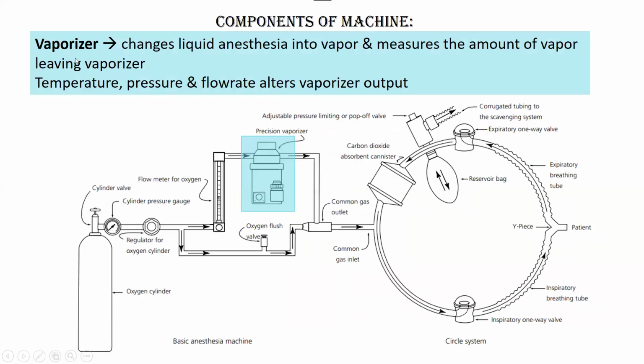Next we have the vaporizer. The vaporizer is very easy. It changes liquid anesthesia into vapor and measures the amount of vapor leaving the vaporizer. So it changes the liquid anesthesia into the gaseous one. Basically, the anesthetic itself comes in the form of liquid, but this vaporizer converts it into gas form. Temperature, pressure, and flow rates alter vaporizer output. So you should know these three parameters will alter the output.